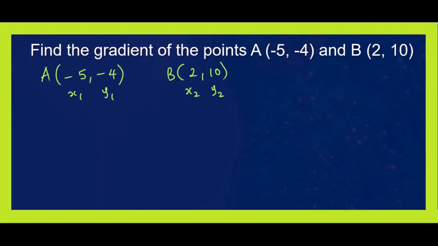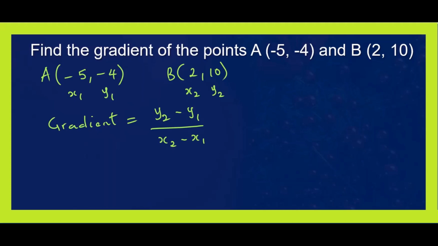So prepare your mind in advance. Gradient is the same thing as slope. So in case they ask you to find the gradient, it still means find the slope. So we apply the same formula. Gradient equals y2 minus y1 divided by x2 minus x1.